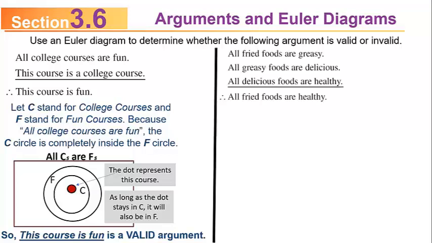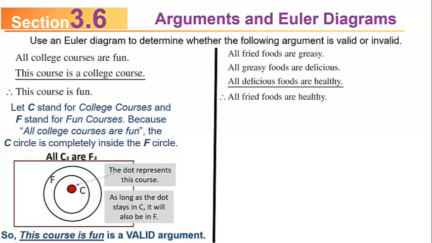Let's do another. And this is sort of a perfect illustration of my point. The premises are all fried foods are greasy, all greasy foods are delicious, all delicious foods are healthy, and the conclusion is, therefore, all fried foods are healthy. You might say, well, all these premises aren't valid. For instance, the one that says all delicious foods are healthy. But the argument's validity doesn't depend on anything but this: if the premises are accepted, then is the conclusion valid or invalid? We're accepting the premises and we're working from there. You've got to keep that in mind when you're doing these argument analyses.